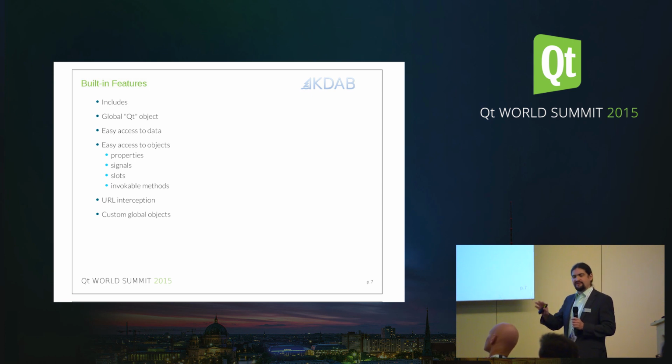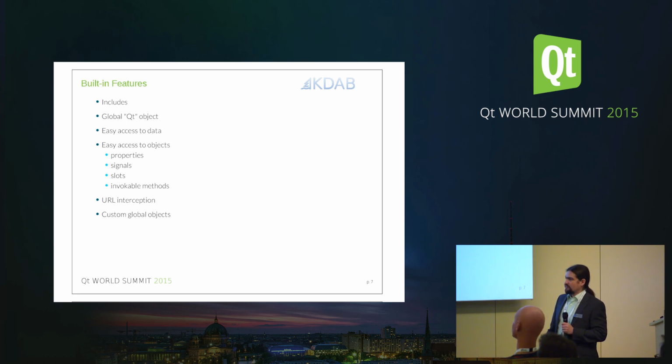It's basically very, very simple to do that, right? You already have the objects on the C++ side. You just export them in a very easy way to the QML engine, and then you have them available in your script. I will show an example for that.